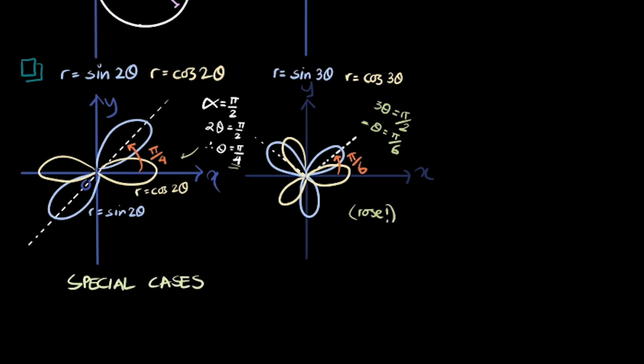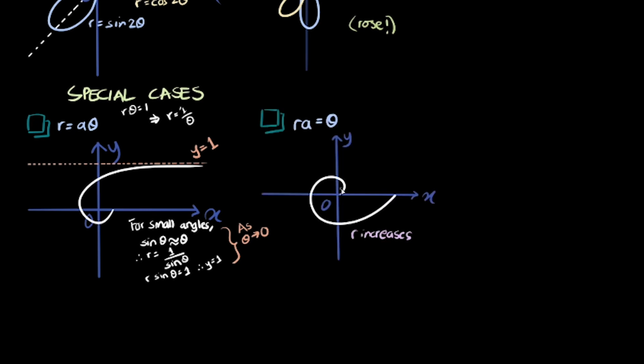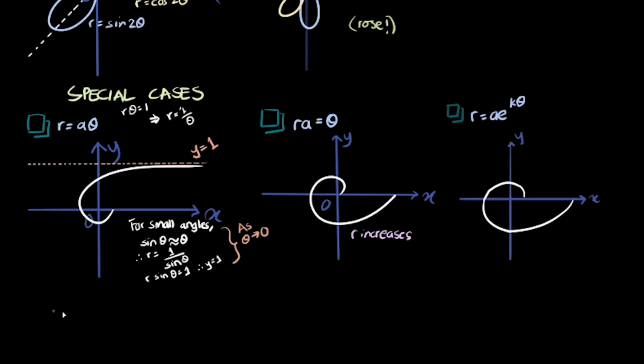Let's look at some special cases first. For r equals a theta, we use assumptions. We know that for small angles, sin theta equals theta. Hence, as theta approaches 0, the curve reaches an asymptote at y equals 1. For r equals a theta, r increases gradually, forming a spiral. It's pretty self-explanatory. As for this exponential equation, the curve starts from a radius equating to a, when theta equates to 0.